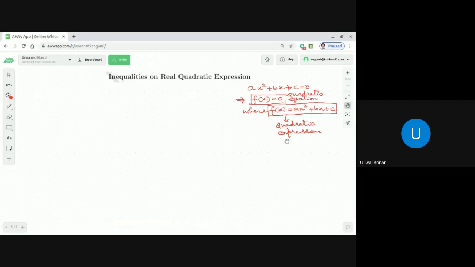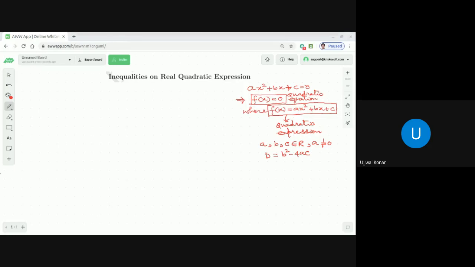So what I was saying is that a, b, and c belong to the set of real numbers, and a is not equal to 0. Obviously, if a is equal to 0, the expression doesn't remain a quadratic one. It reduces to a linear one. And D is what? As you know, the discriminant b square minus 4ac. We will see that a and D play a major role in finding that. How, we are going to discuss now.